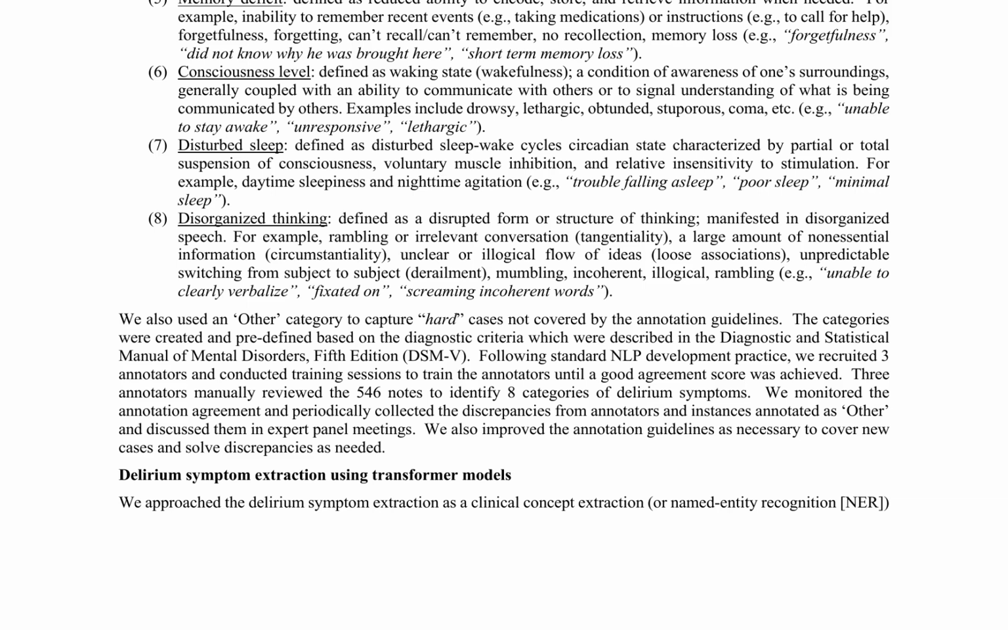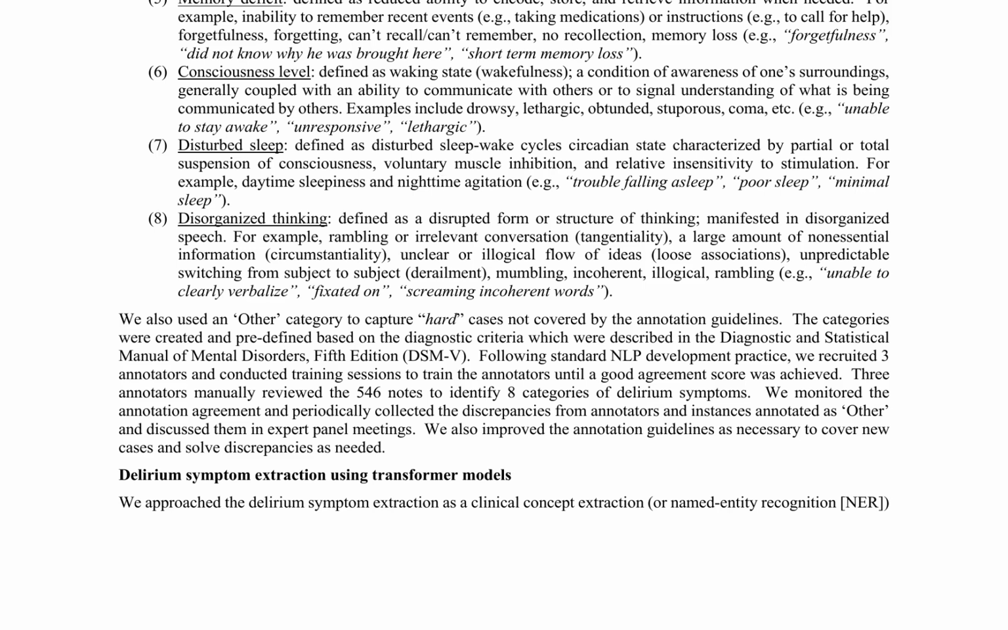The categories were based on the diagnostic criteria described in the Diagnostic and Statistical Manual of Mental Disorders, 5th edition, DSM-5. 3 annotators were trained to manually review the 600 notes and identify the delirium symptoms, with annotation agreement monitored and discrepancies discussed in expert panel meetings. The annotation guidelines were improved as necessary to cover new cases and resolve discrepancies.